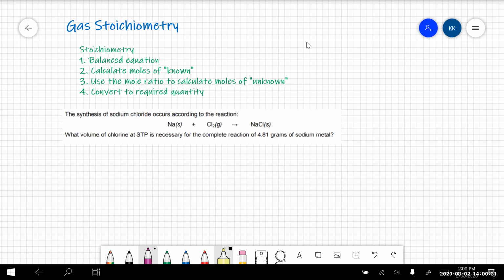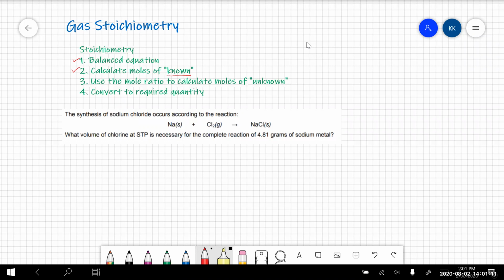Stoichiometry is nothing new for us, but up until now we've not done stoichiometry with gases. So let's just remind ourselves what the process is for completing stoichiometry. First of all, you need to have your balanced equation. Very important because, of course, your mole ratio depends on your ability to balance that equation correctly. The next step is to calculate the moles of the known. So your question is always going to give you enough information to calculate the moles of something. And that is what we're going to call our known value.